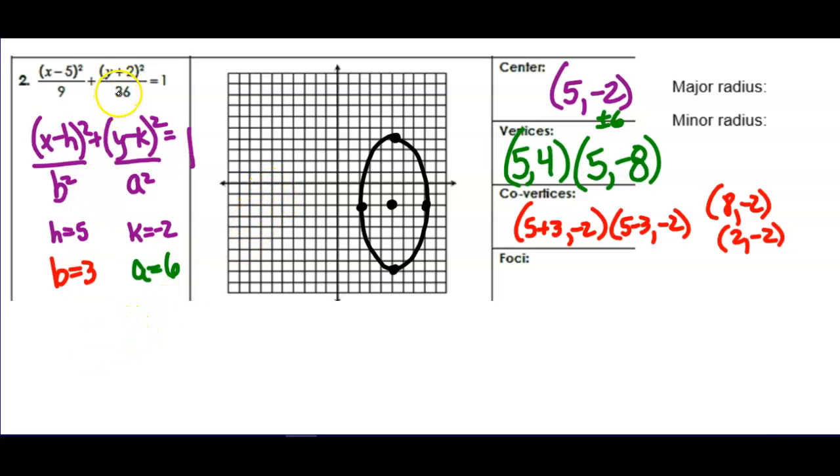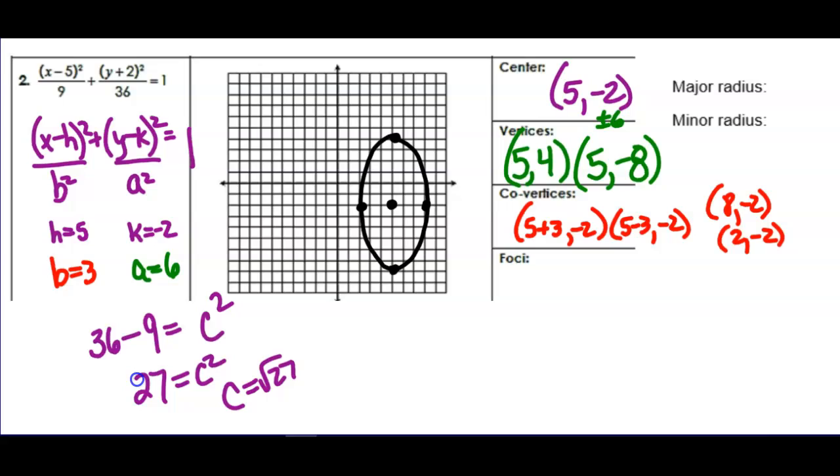And remember, a squared was 36. B squared was 9. We're supposed to subtract, and that'll give us c squared. Well, 36 minus 9 is what? 27. Okay, so c is the square root of 27, which is 3 square roots of 3, but a decimal is fine for purposes here. So the square root of 27 is 5.2.